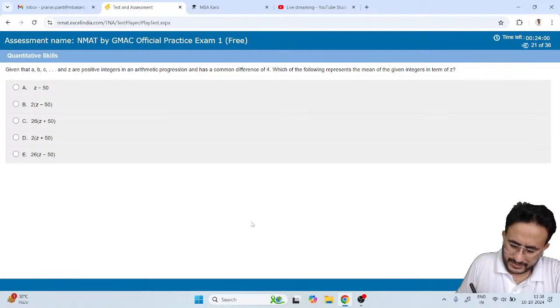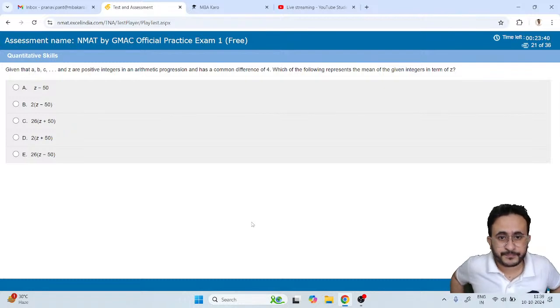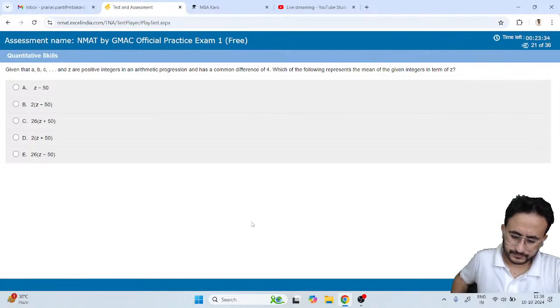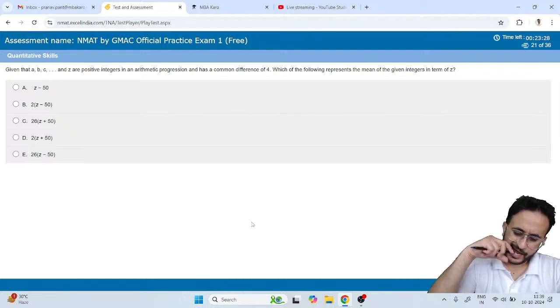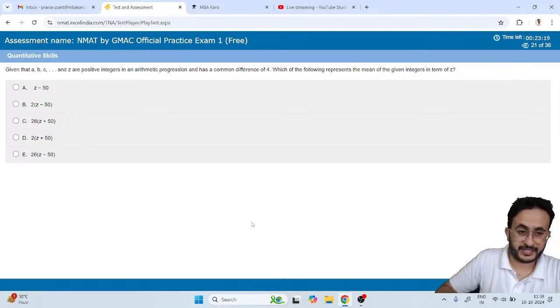So we have Z is A plus 100. So we need to calculate in terms of Z. So A is Z minus 100. So Z plus Z minus 100, 2Z minus 100, by 2. We need the mean of the given integers in terms of Z. Okay, sum divided by 2 will give the average. So (2Z minus 100) by 2, that is Z minus 50.